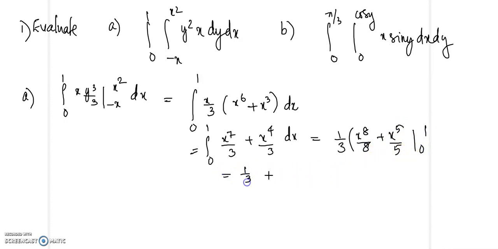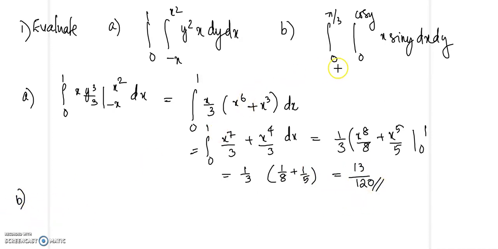So that is 1 by 3. When you apply the limits on this function, you will get 1 by 8 plus 1 by 5. So that is 13 by 120. That is the required value.